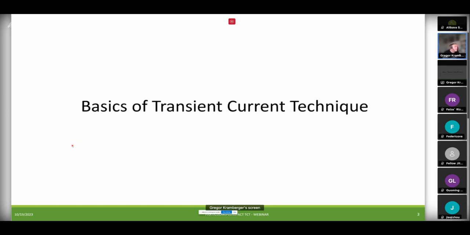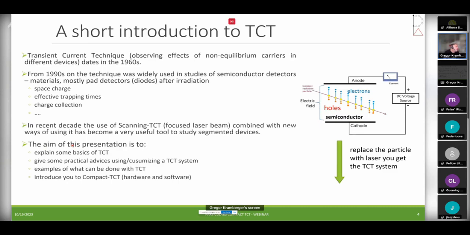So let's go to the basics of transient current technique. It was introduced, or dates back, in the 60s. And the technique itself is basically observing effects of non-equilibrium carriers in different devices. So this is what we usually consider a simplified view of a detector. You have two plates, cathode and anode. You have a medium in between, which gets ionized. In this case, this is semiconductor. And then you have the electrons going one way, the holes going into another direction.